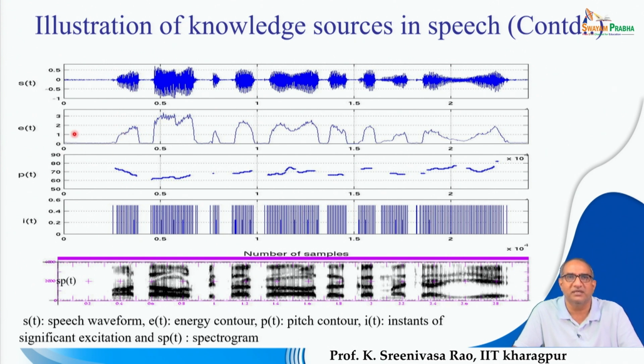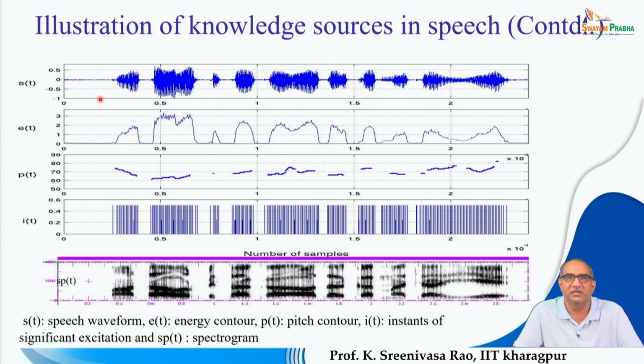Here you can see the second plot from the top. This is known as the energy contour, and it is derived from the top plot. It indicates how the energy is spread across time in the time domain. The signal is uttered over around 3 seconds. Here, for example, the signal is sampled at 8 kilohertz, which means 8,000 samples per second. So there are 25,000 samples.